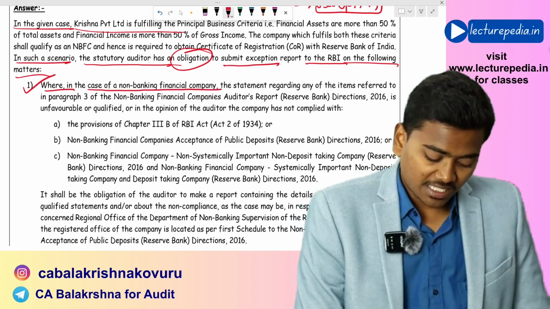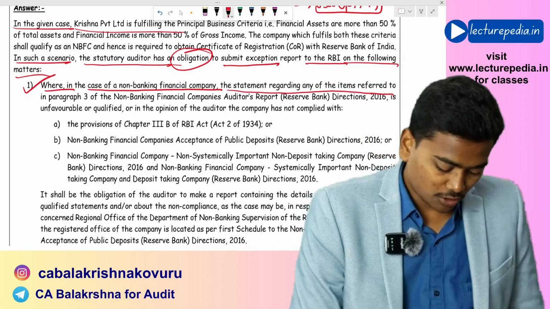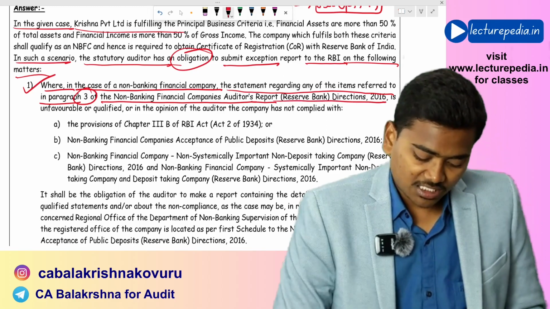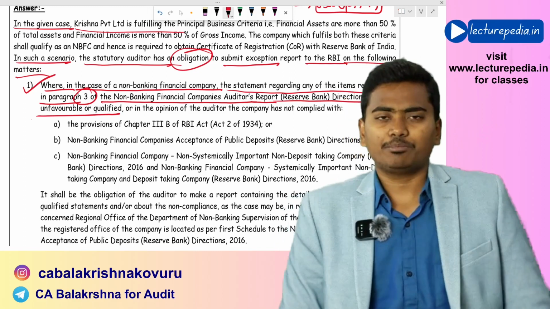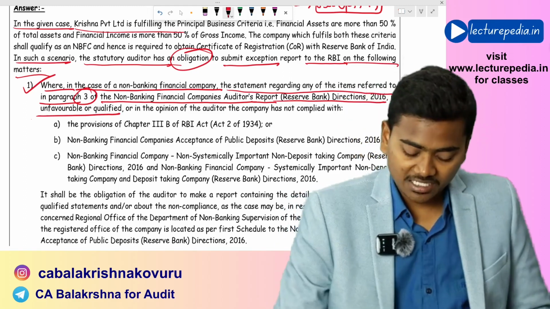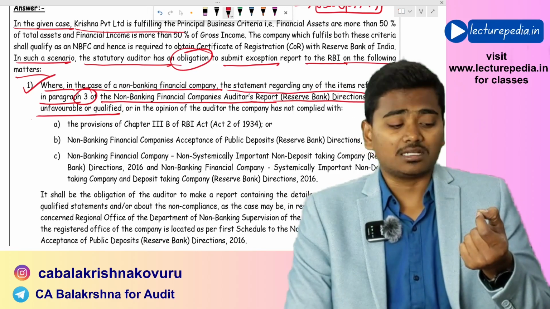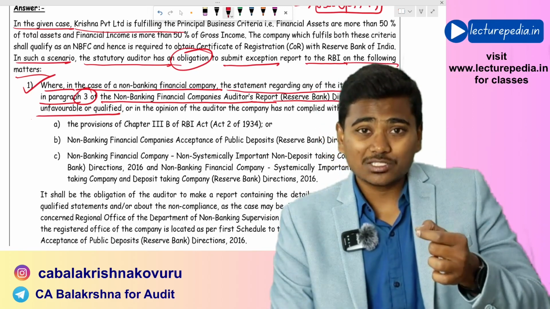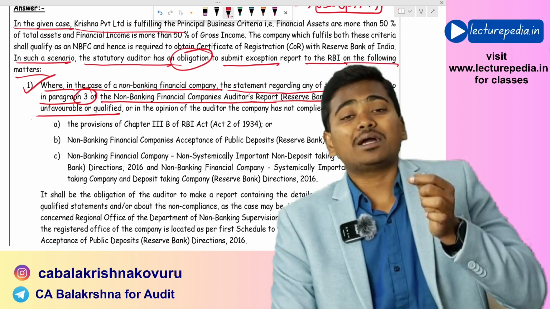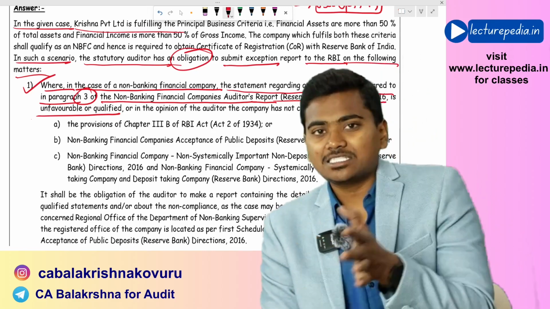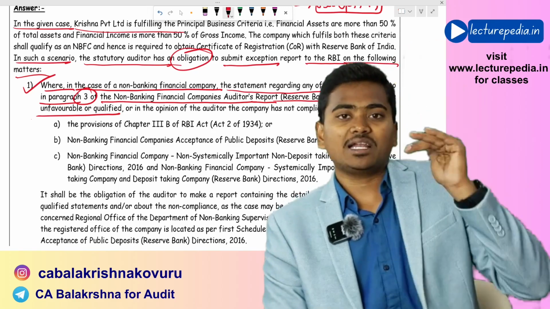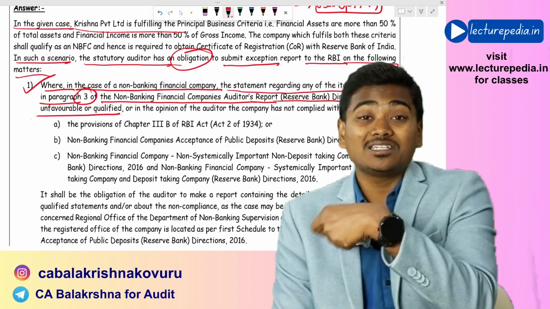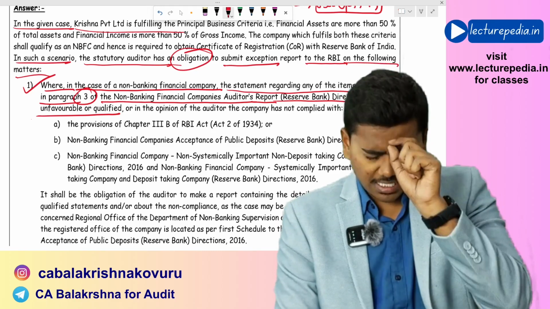Where, in case of non-banking financial company, the statement regarding any of the items referred to in paragraph 3 of NBFC Auditors Report Reserve Bank Direction 2016 is unfavorable or qualified. Basically, in paragraph 3 of NBFC Auditors Report Direction, it has given directions to the auditor regarding what matters have to be reported in case of all the NBFCs, what matters have to be reported in case of NBFCs accepting deposits, and what matters have to be reported in case of NBFCs not accepting deposits. Now, with respect to any of these matters, if the auditor is having any qualified opinion, any unfavorable opinion, then auditor needs to give this exception report.